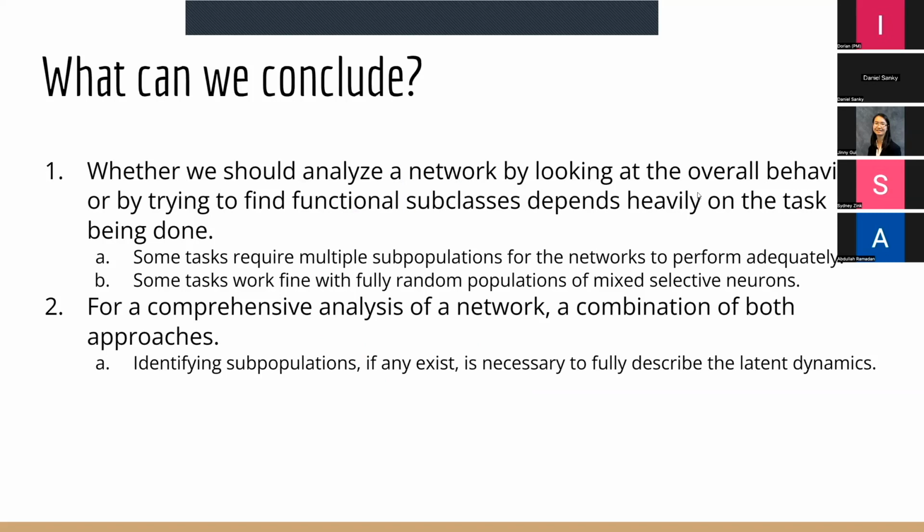So what can we conclude from this particular paper? We conclude that we should analyze a network either by looking at the overall behavior, assuming that all the neurons are mixed selective, or by trying to find functional subclasses of neurons. It depends very heavily on the task being done. Some tasks, like the contextual decision-making task, require multiple classes of neurons, multiple tools to do the computation. Others are fine with fully random populations. And for a comprehensive analysis of a neuronal network, you need a combination of both approaches.